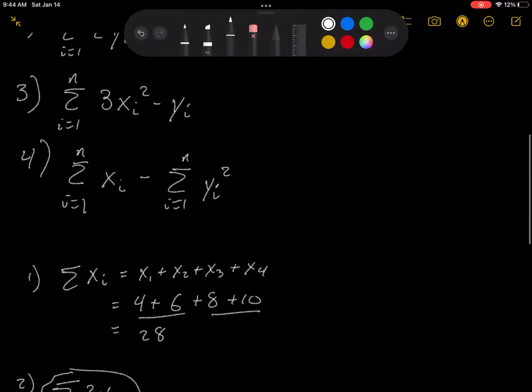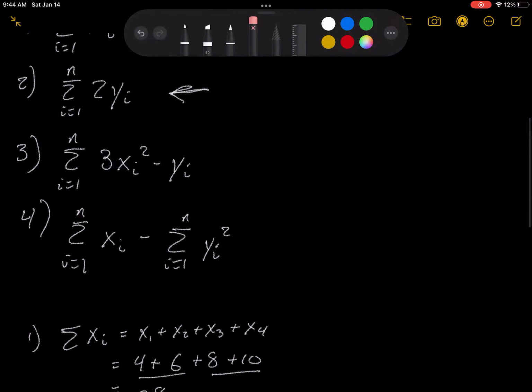All right. Something a little bit more complicated. Let's work on 3 now. I want to sum the values of 3 times the square of my x values minus the y value.